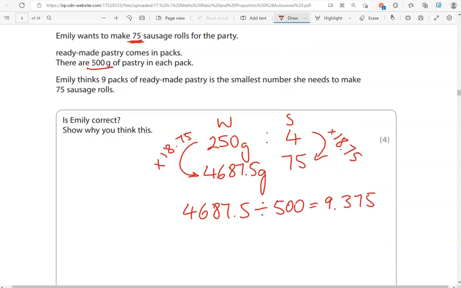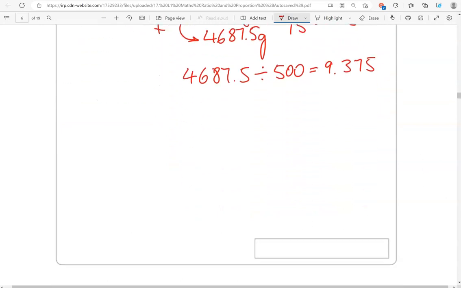Packs. So it's more than 9 packs. And again, you can't get part of a pack, so you've got to get 10 packs. So is Emily correct? We're going to say no. She needs 10 packs.